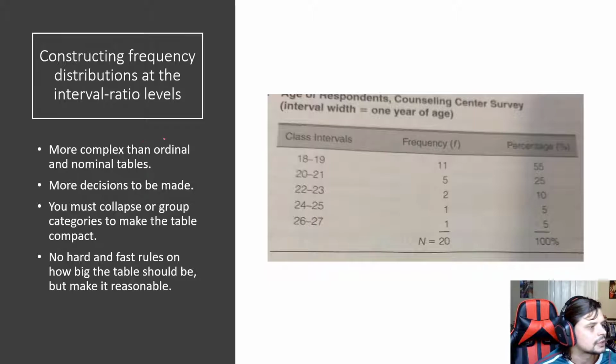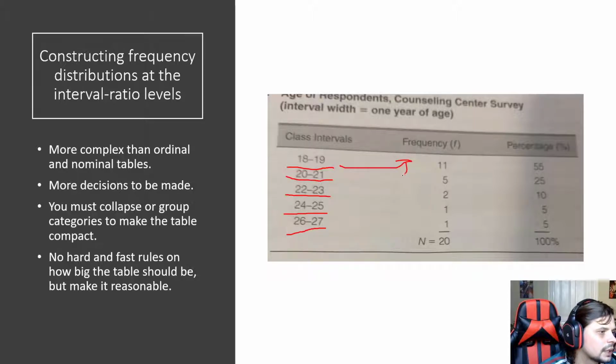More complex than ordinal and nominal tables, these are your interval ratios. These are categories: 18 through 19-year-olds, 20 through 21-year-olds, 22 through 23-year-olds, 24 through 25-year-olds, and 26 through 27. There are 11 18 through 19-year-olds, 5 20 through 21.